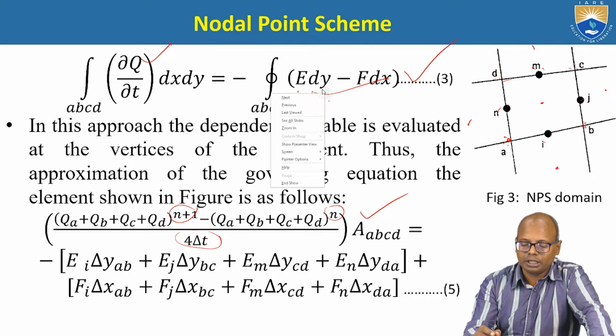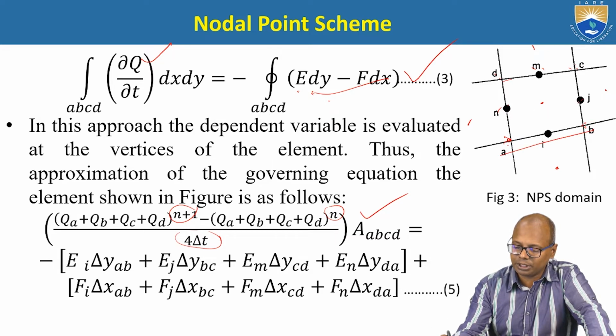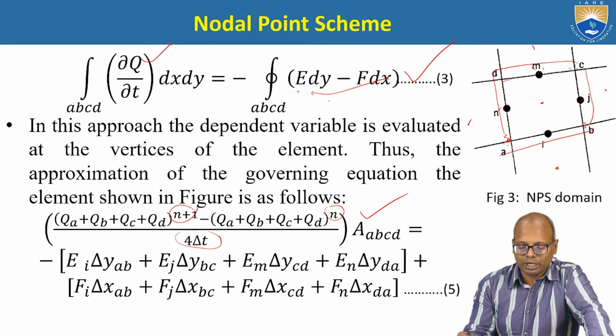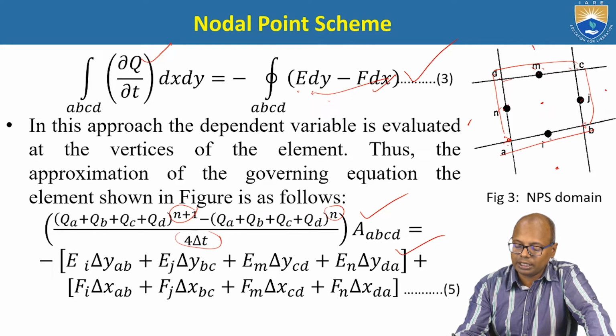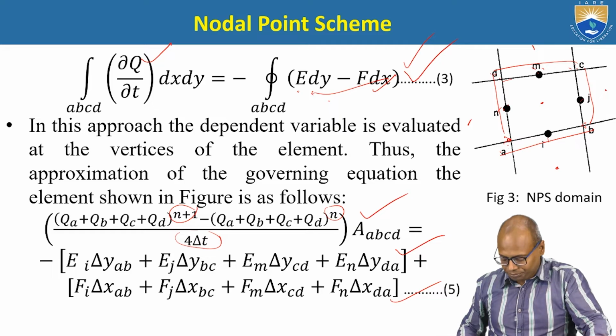delta y AB, E delta y. So for I it is delta y AB, for J it is delta y BC, for M it is delta y CD, for N it is delta y DA. Like this I have to multiply. Now for F, for Fi it is delta x AB, for Fj it is delta x BC, for Fm it is delta x CD, and for Fn it is delta x DA. Like this I will transform this integral equation into an algebraic equation.